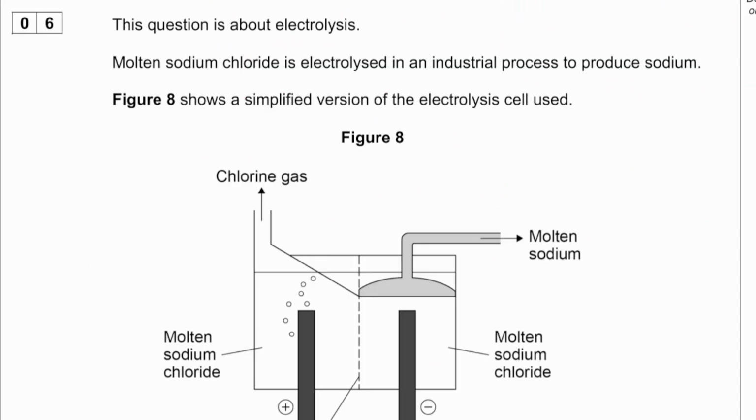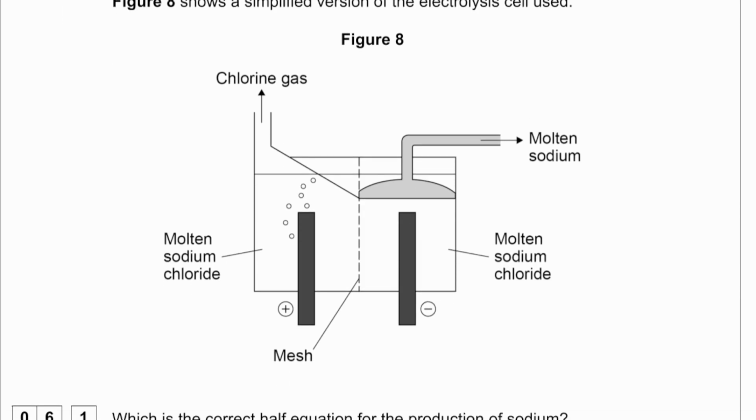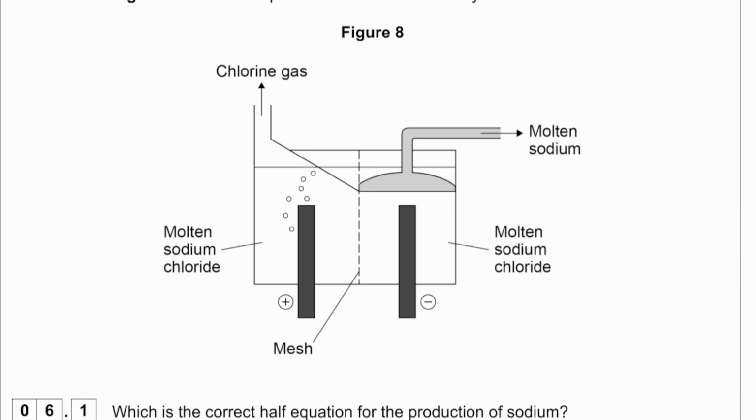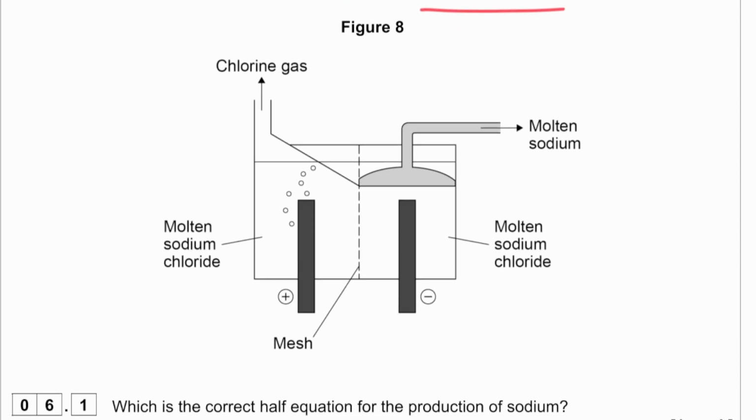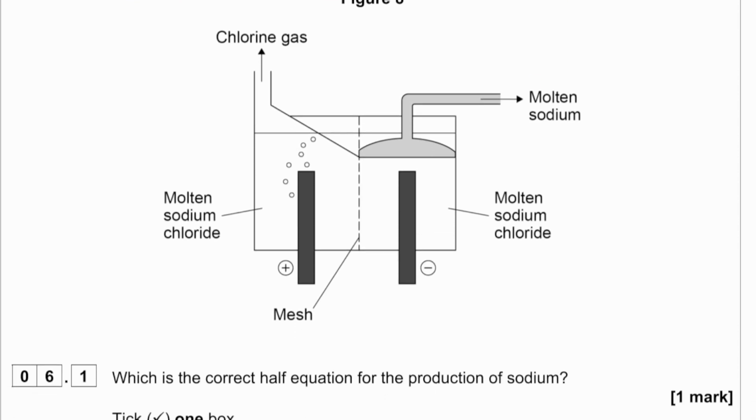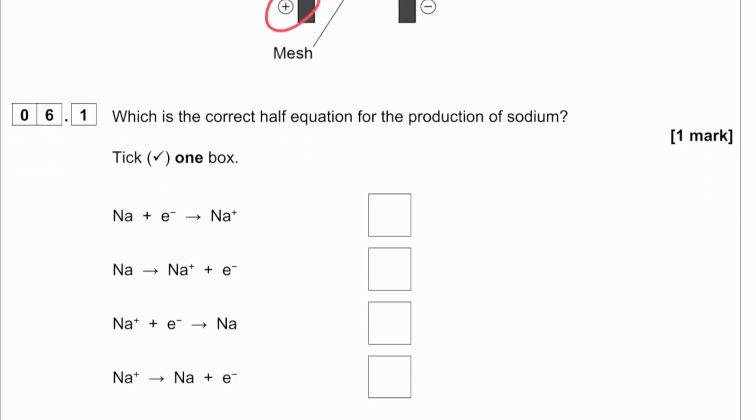Okay, this question is about electrolysis, which we've already seen in this paper, but here we're given a slightly different situation where we're told that molten sodium chloride is electrolyzed in an industrial process to produce sodium, and then we can see a diagram of the electrolysis cell that they use. So having a look now, we can see that essentially what's going on is you've got this molten sodium being produced on this end with the negative electrode, and you've got chlorine gas being produced on this end at the positive electrode, and you've got a mesh in between, and you can see you've got molten sodium chloride as the electrolyte. So 6.1, which is the correct half equation for the production of sodium?